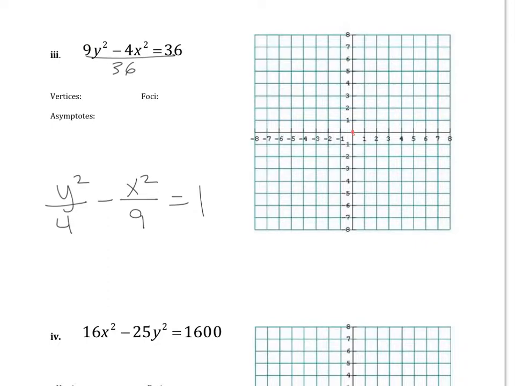Okay, again, we're centered at the origin, and we're going to draw our rectangle. We have a positive y squared, right? So we know that our vertices are going to be on that vertical axis. This time we're only going up and down 2, since our value underneath the y squared is 4, and we're going left and right 3.